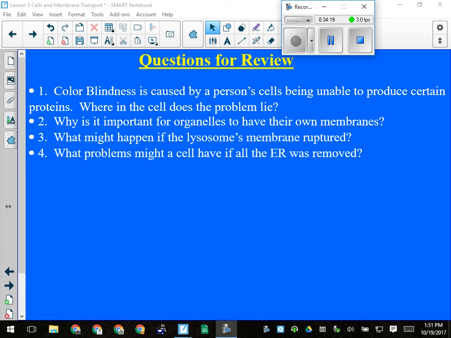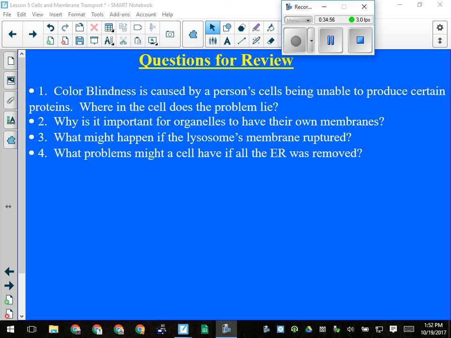All right, lastly, what problems might a cell have if all the ER was removed? Don't say the cell will die. Why? What is it not going to be able to do? It's not going to be able to detoxify poisons. It's not going to be able to transport proteins or lipids. What else? No, rough ER transports protein. It won't be able to repair membranes. And it wouldn't be able to break down complex carbohydrates.